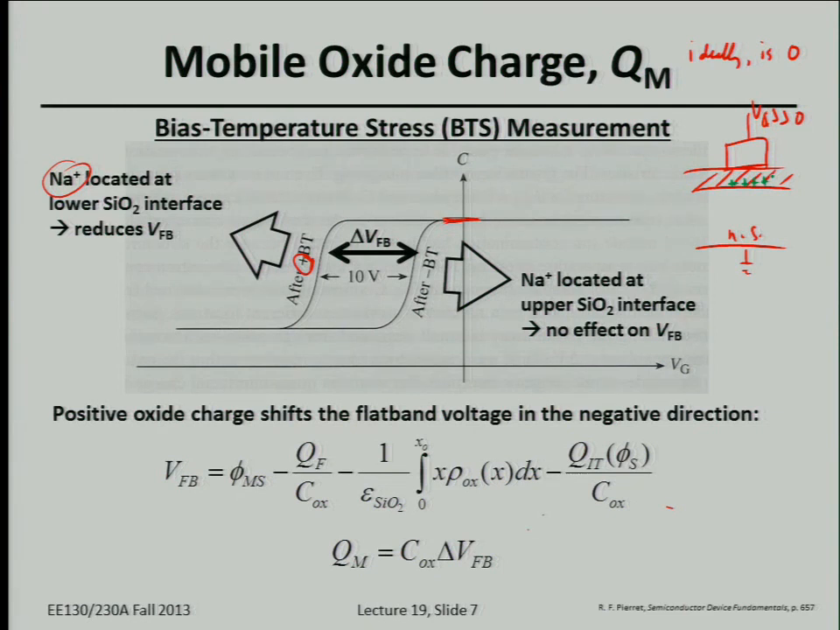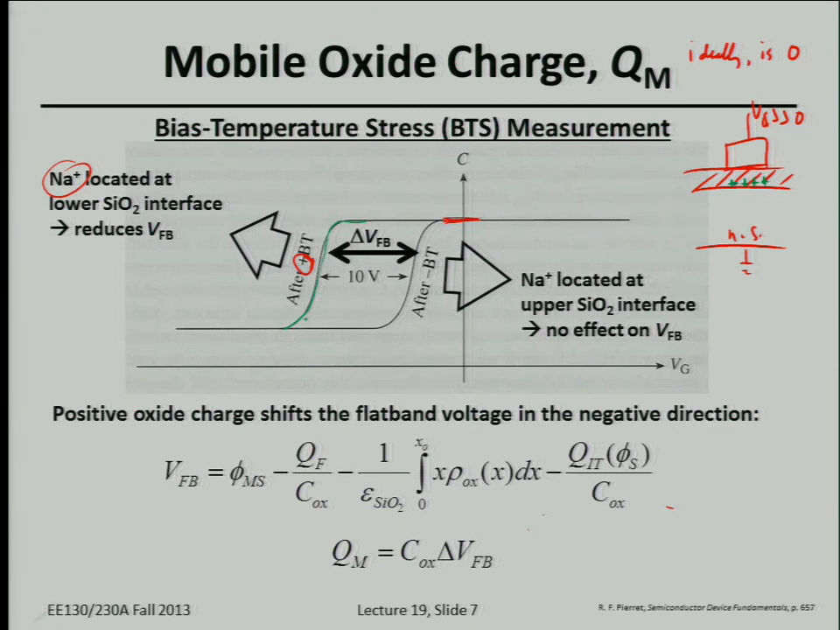Now, when it's down there, does it have more or less influence on the threshold voltage? More, right? So it shifts the threshold voltage more to the left. Very good.